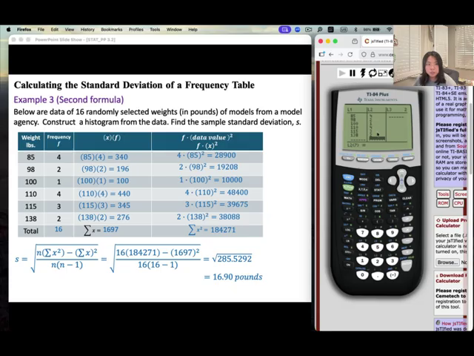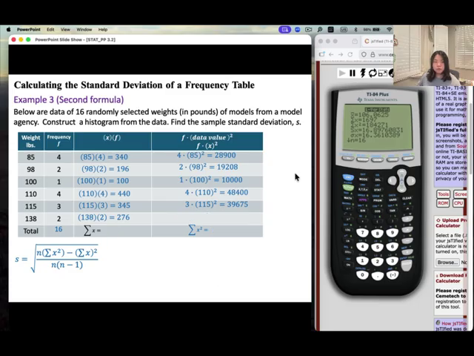Okay, double check your data. Now go to STAT, go to CALC, choose one variable statistics. My data is going to be in L1, and the frequency will be in your L2. So second 2 for L2. Go calculate. So double check, we do have the mean.